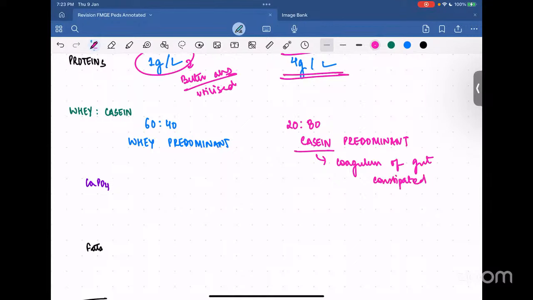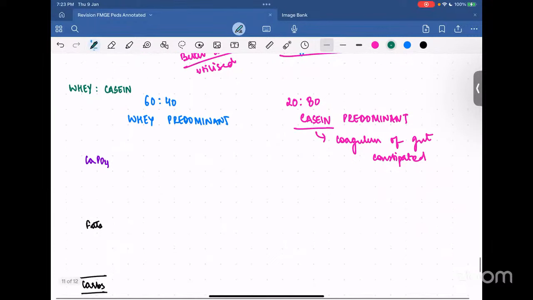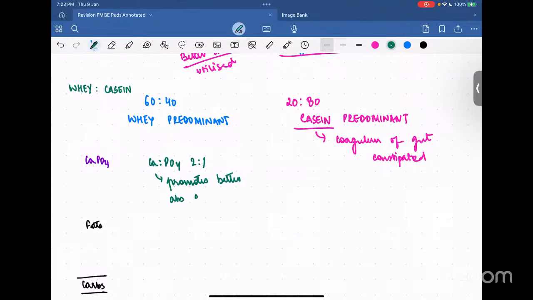Right? So better protein is human breast milk protein. If you look at the calcium to phosphate ratio, the calcium to phosphate ratio in human milk is in the ideal proportion of 2:1. This ideal proportion promotes better absorption and utilization of calcium, right?